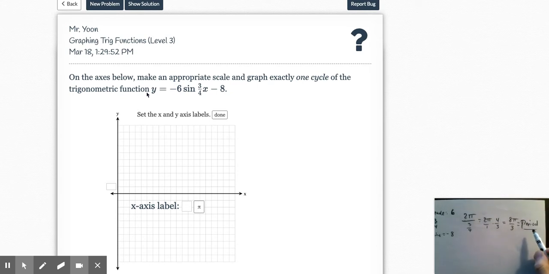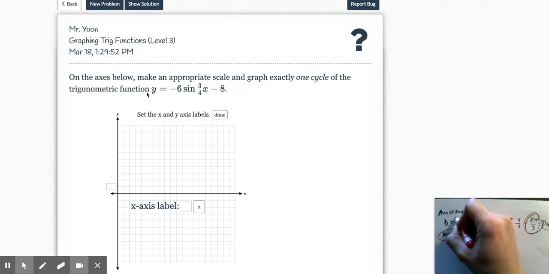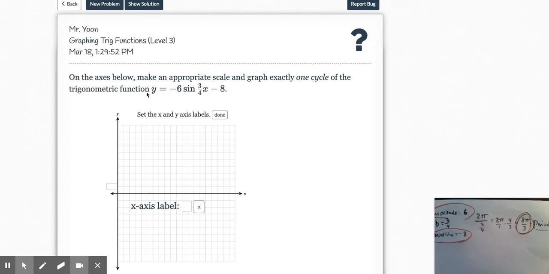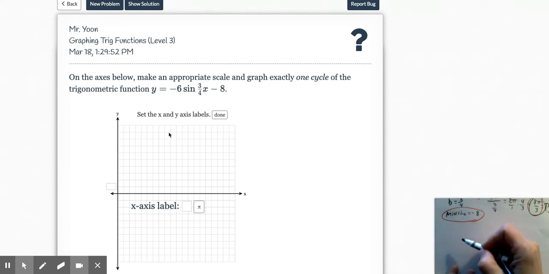Okay, so we have the 3 important pieces: amplitude, period, and midline. I know it may be hard to see in this corner, but those are the 3 pieces. Okay, now let's turn to the screen. And again, it's -6, but we're gonna deal with that in a second. Some of you who like to do the table method, I'm going to sketch it out here.